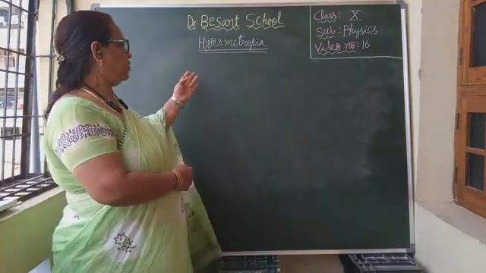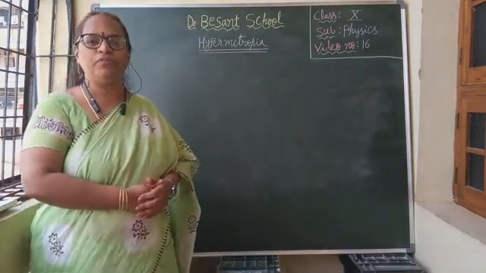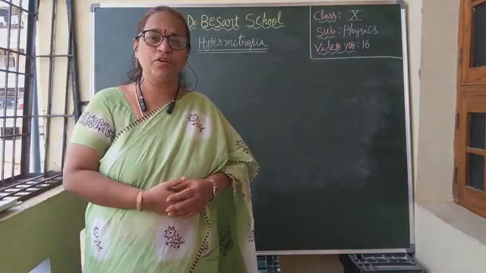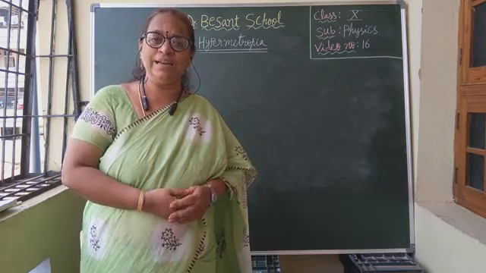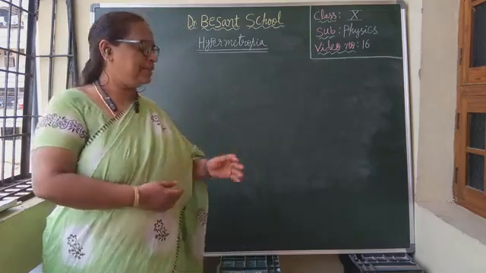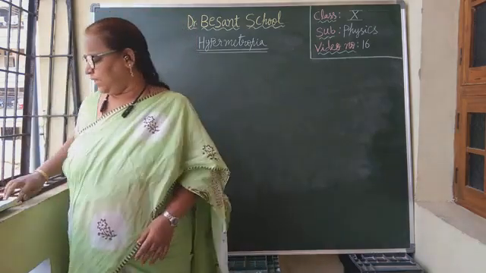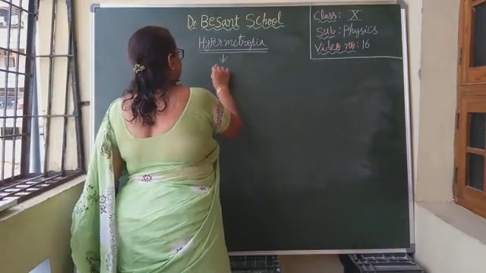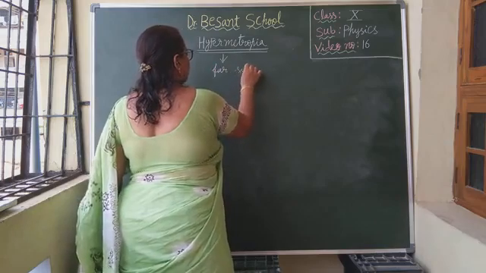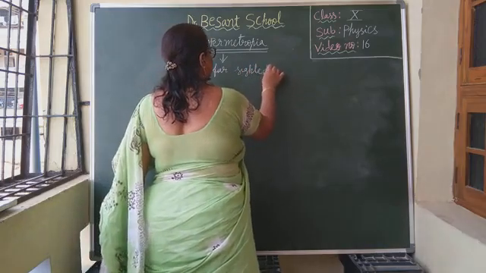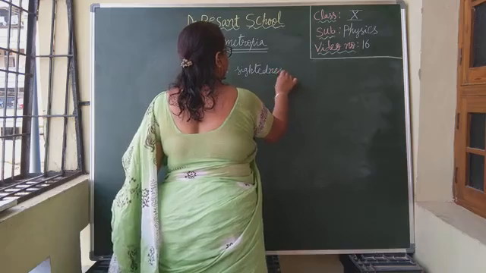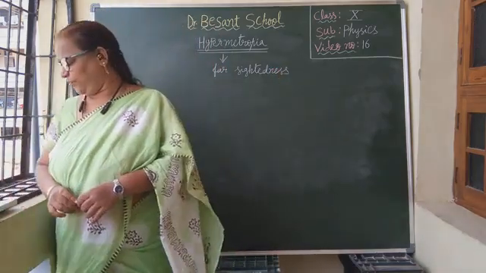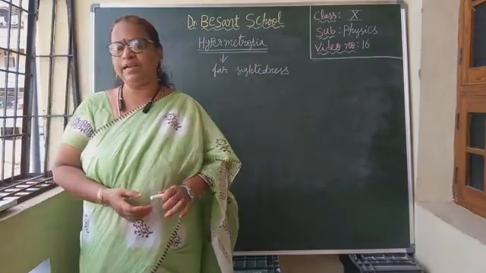Today's session we are going to learn about hypermetropia, another common defect. Myopia is also called short-sightedness or near-sightedness. In the same way, hypermetropia is also called far-sightedness.